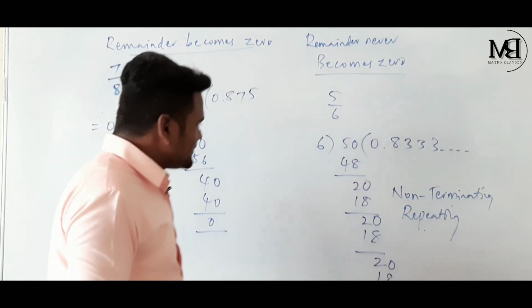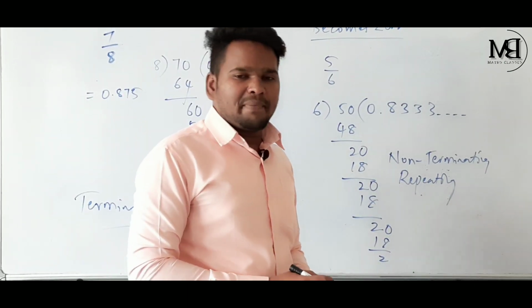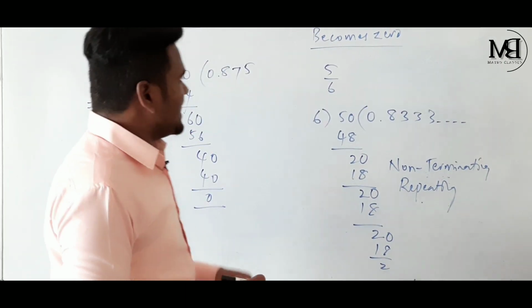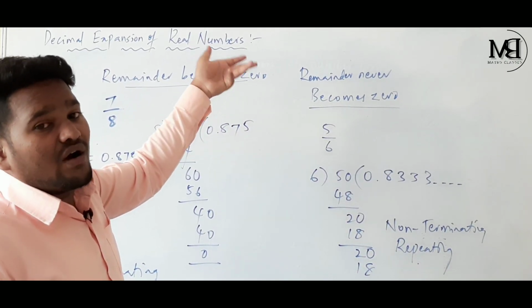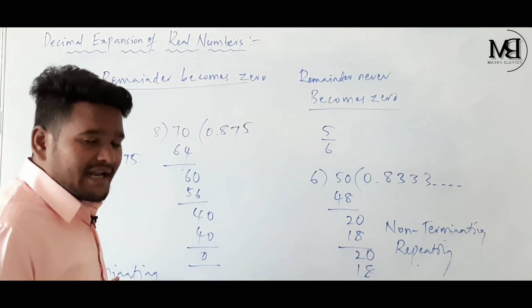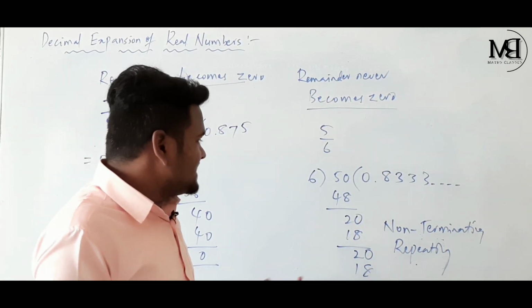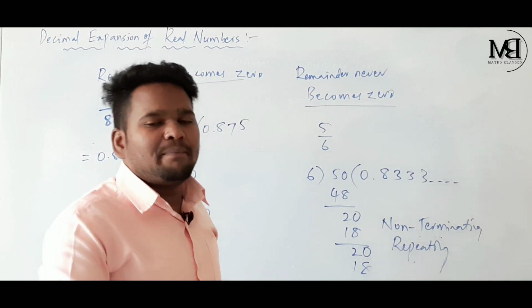One is terminating and one is non-terminating repeating or recurring. Okay, decimal expansion of a rational number is terminating and non-terminating repeating.